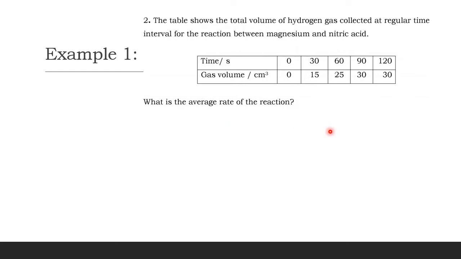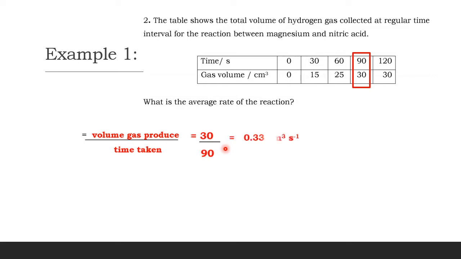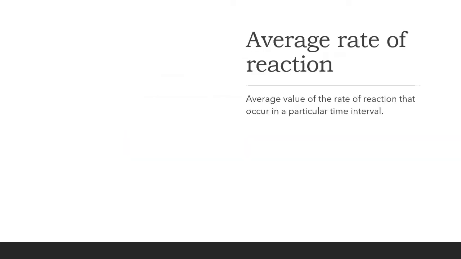Okay, first kita tengok reaction stop at time. Kita ada dua kat sini, at 90 seconds and 120 seconds, the gas volume is 30 centimeter cube. So, this reaction stops at 90 seconds actually. Formula used is volume of gas produced divided by time taken. So, 30 centimeter cube divided by 90 seconds is equal to 0.33 centimeter cube per second.